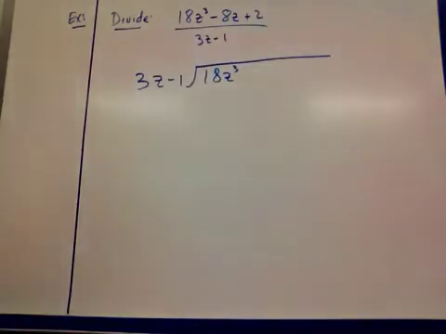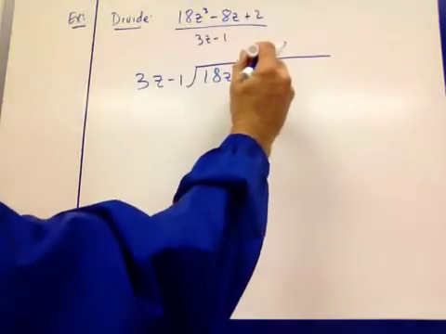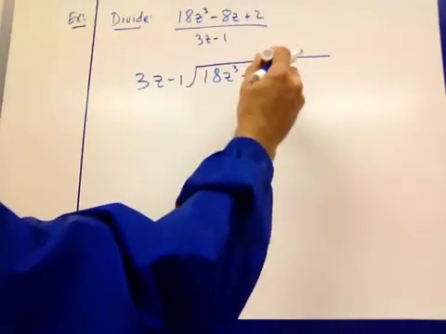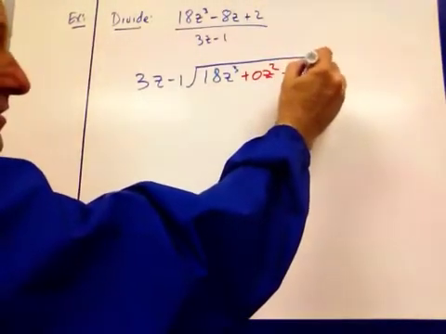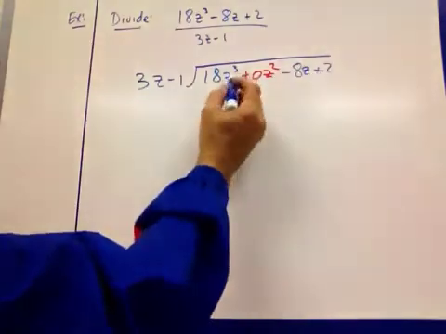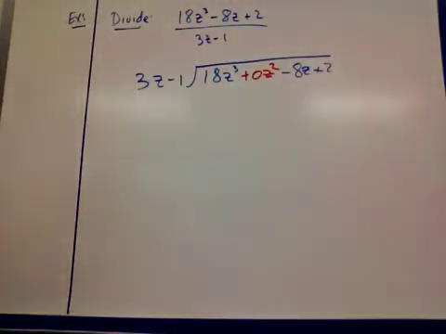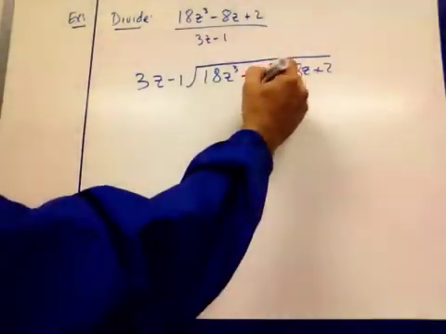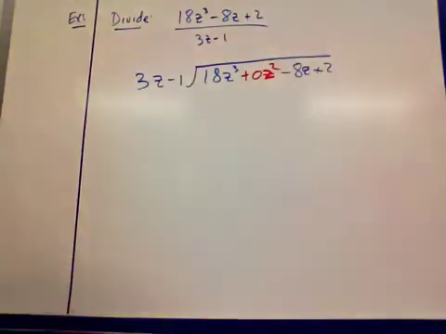Now, let me point something out to you here. Notice here we go from z cubed down to z. We're missing our z squared. So I've got to put it there as a placeholder. Then my minus 8z plus 2. So I'm going exponents 3, 2, 1, 0. You got to have that placeholder in here. You got to have that 0z squared in this case.